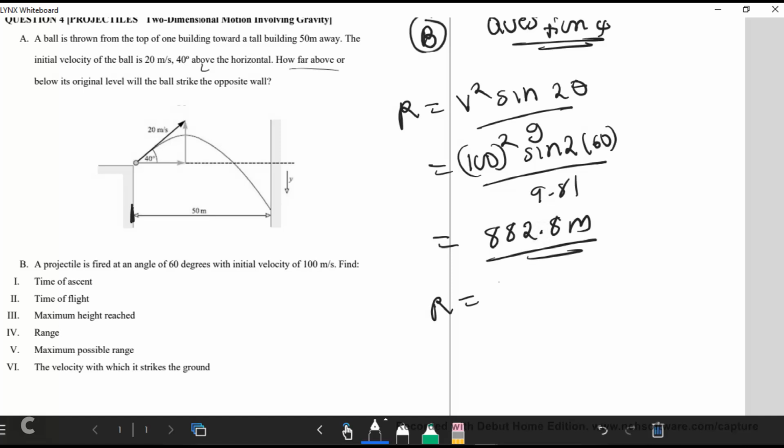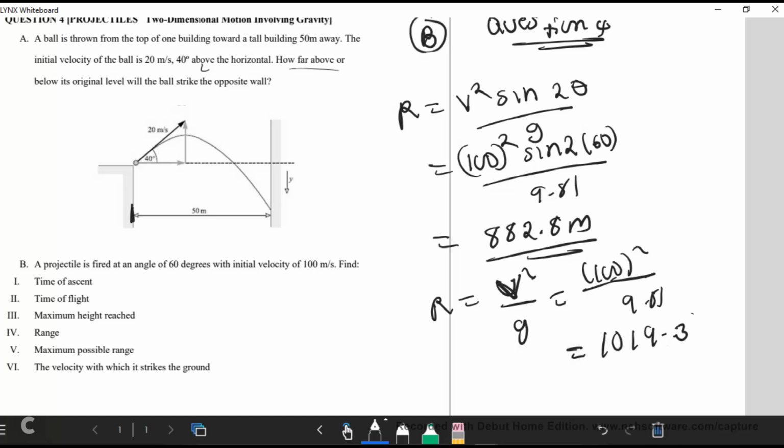The maximum range is v squared over g. So it means 100 squared divided by 9.81. So your maximum range will be 9.37 meters, just meters, like that. That's all. So how about the other one?